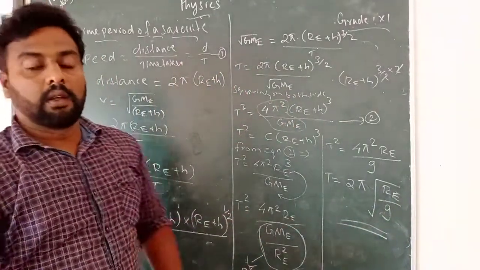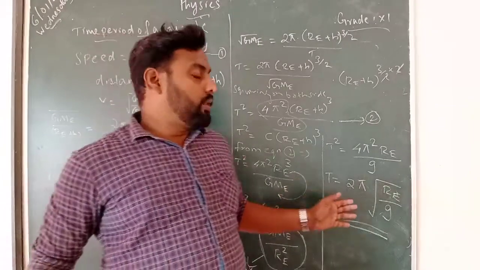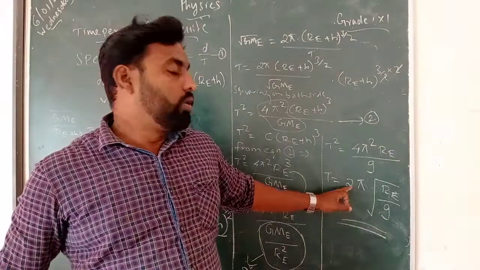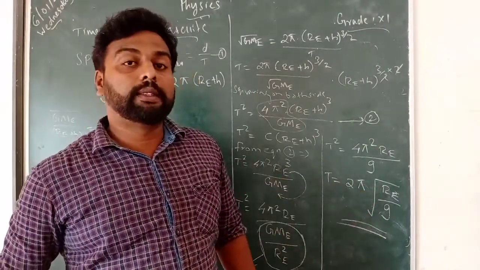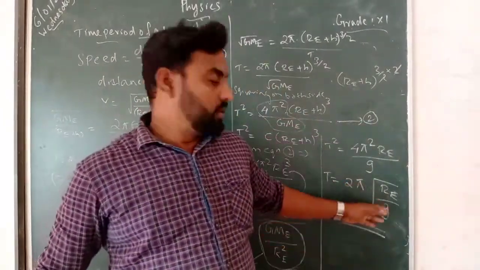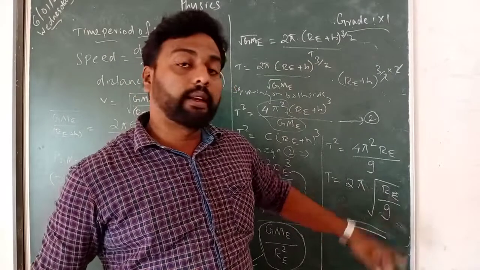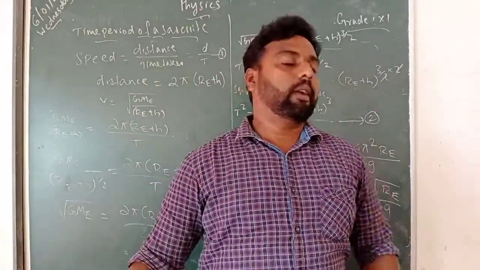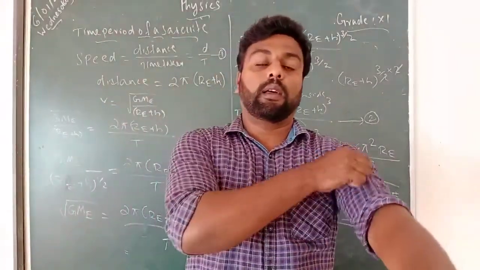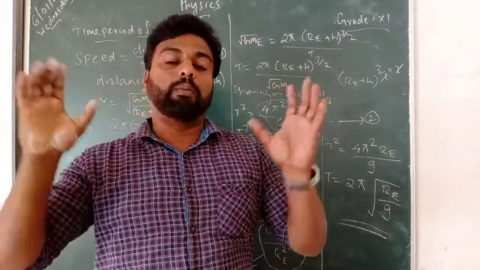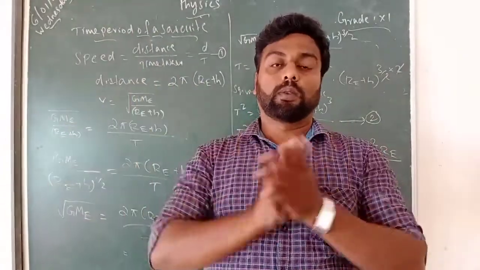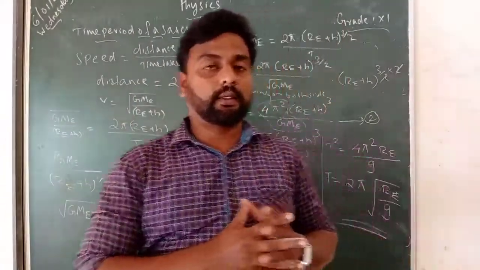So this is the formula we use to find out the time period of the satellite for one rotation. T is equal to 2 pi root R_e by g. If you know the value of the radius of the earth, g value is 9.8 and the radius of the earth is 6400. If we substitute pi value 3.14 and calculate, we will get the time period for the satellite to complete one rotation.